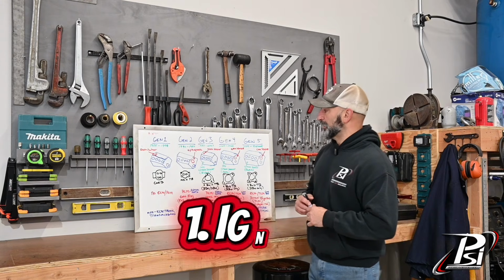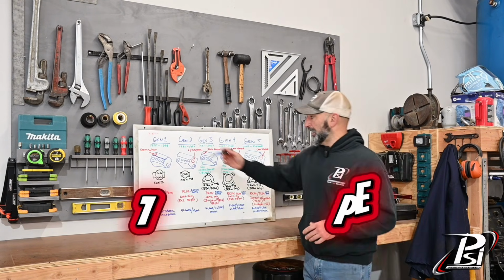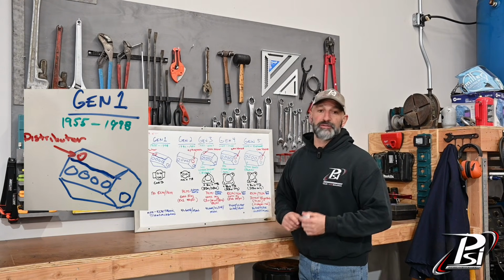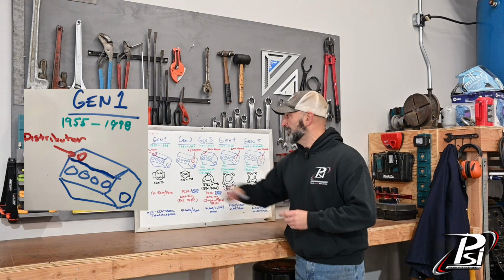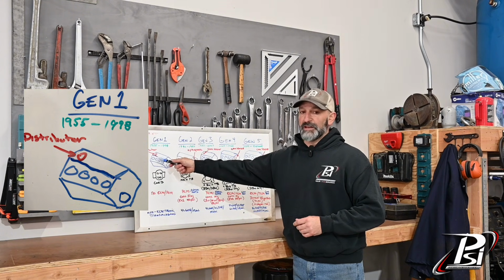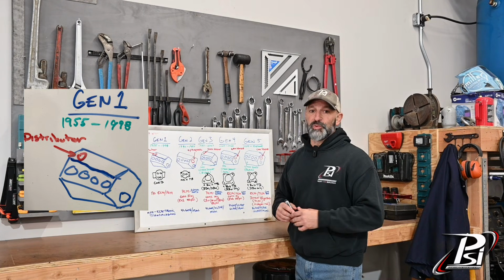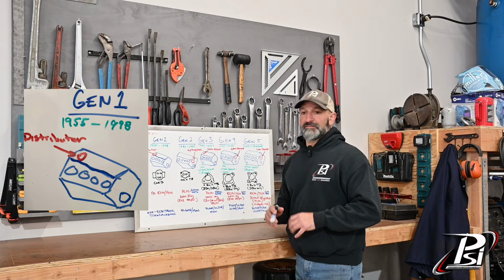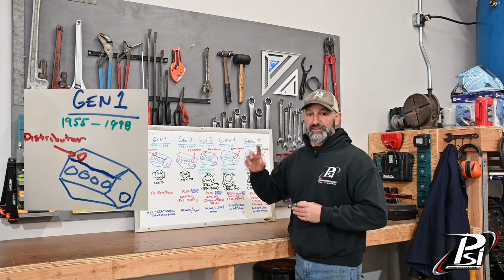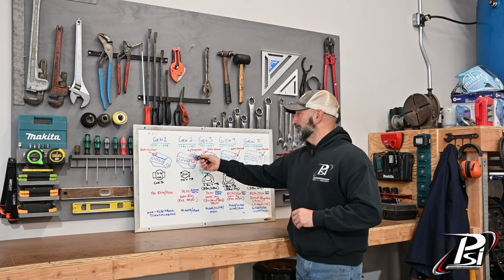So the first thing we're going to talk about is how these engines fired. As many of you probably know, the Gen 1 was just a classic distributor. You dropped it in through the hole in the back of the intake manifold, went down, engaged the cam gear, engaged your oil pump as well, and that was timed so that as the crankshaft was rotating, it would fire those cylinders.